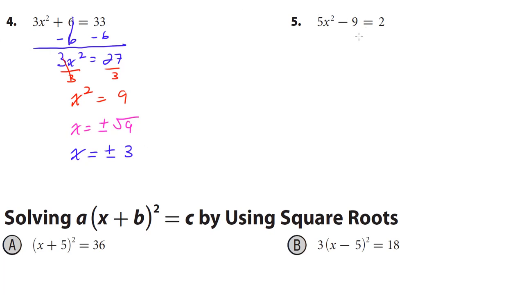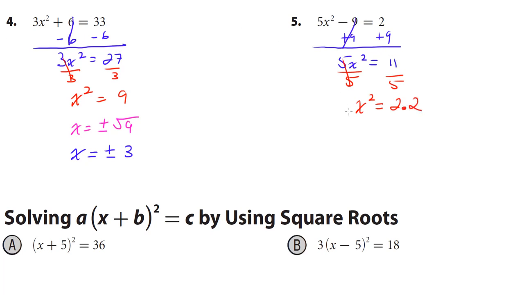All right, number 5. 5x squared minus 9 equals 2. First, I need to add 9 to both sides. This gives me 5x squared equals 11. Then I'm going to divide both sides by 5. And I get x squared equals 2.2, which is 11 divided by 5.